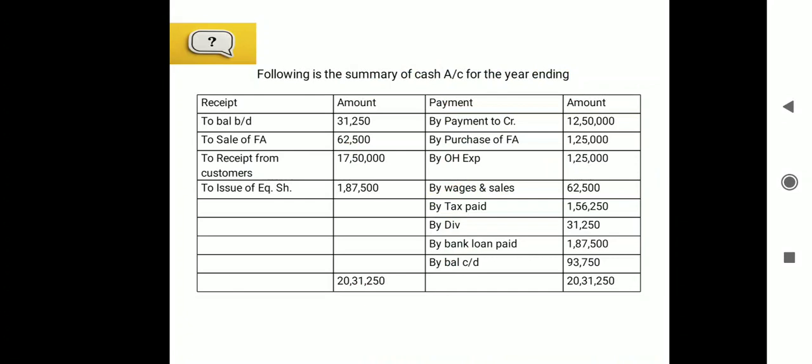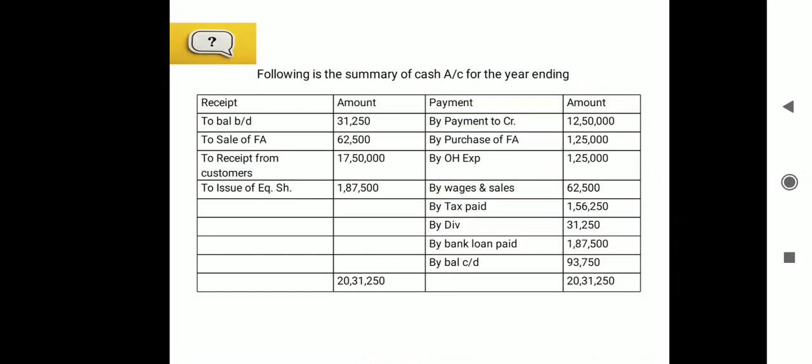Then we have wages and salary, again an item of your operating expense. Then we have tax paid. We know very well that while calculating the cash flow from operating activities, after all the adjustments at the end, if we have the information about the tax paid, we need to deduct it.